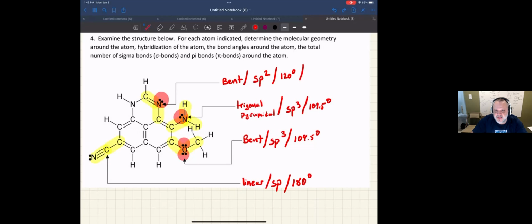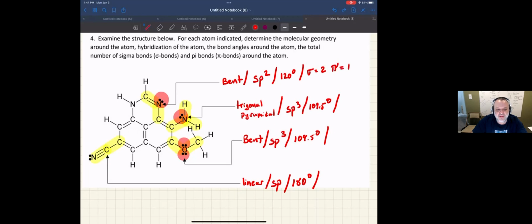Okay, with sigma and pi bonds, remember that a single bond counts as a sigma bond. A double bond has 1 of each, 1 sigma, 1 pi, and a triple bond has 1 sigma and 2 pi. So it just is counting all the bonds up. So around that nitrogen, I've got a single bond, so that counts as a sigma. And I've got a double bond, so there's 1 sigma there. So that means for that one, I have a total of 2 sigma bonds and 1 pi bond.